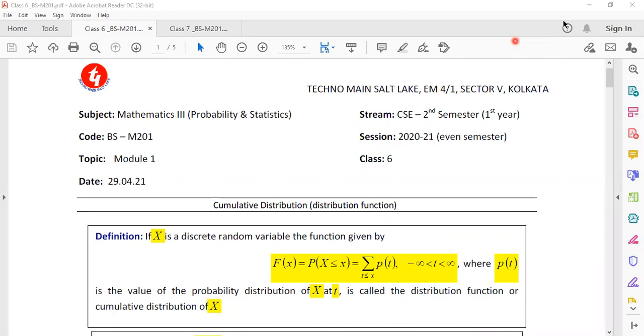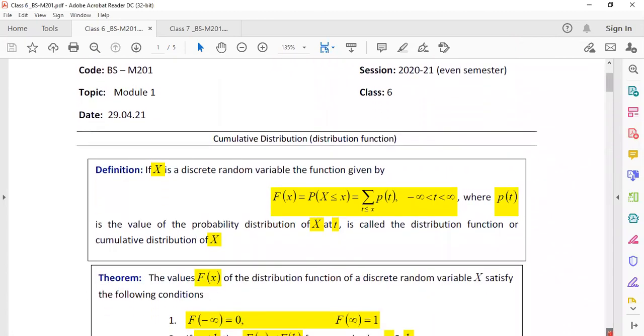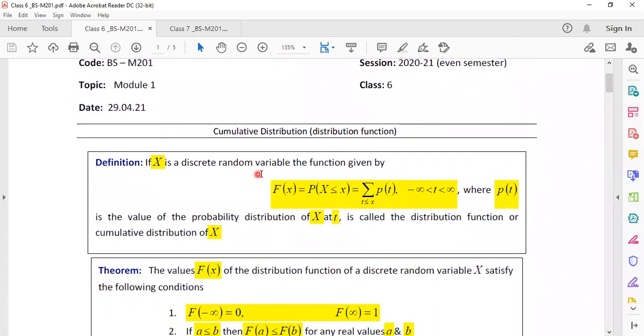In the first session, I'm going to present this particular note, and I hope I will be able to explain the contents of the note. The first definition has already been discussed in one of my earlier classes. This is the definition of distribution function in the case of a discrete random variable.